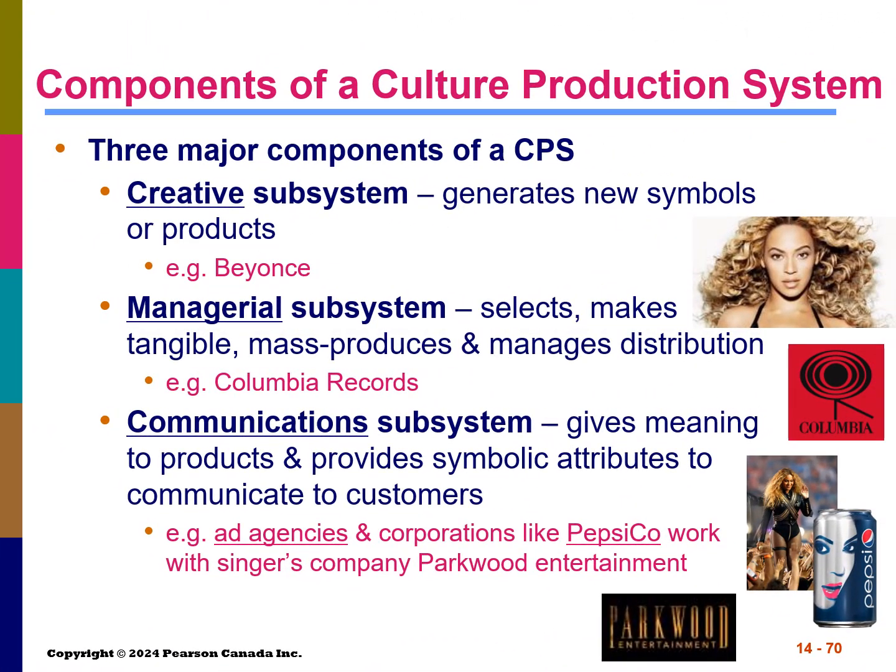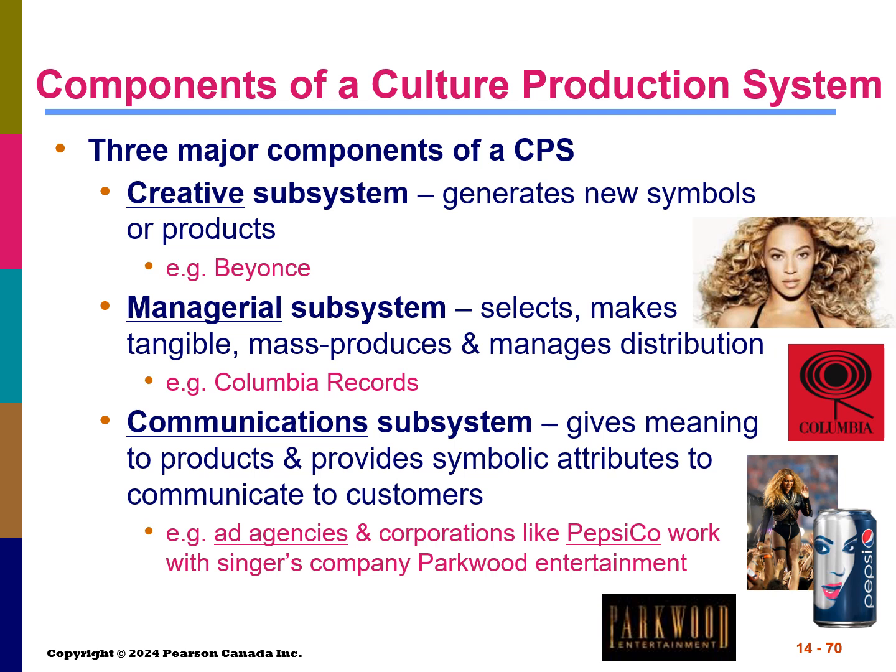There are three major components of a cultural production system: the creative, managerial, and communication subsystems. The creative subsystem generates new symbols or products. For example, Beyoncé and other recording artists sing, they create music. The managerial subsystem selects what's hot and what's not and makes it tangible, then mass produces it and manages distribution. For example, Columbia Records distributes Beyoncé's albums.